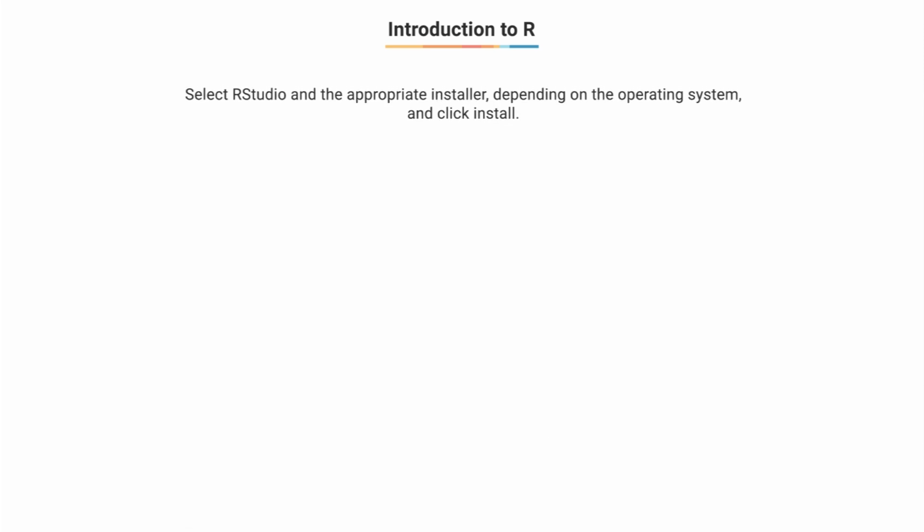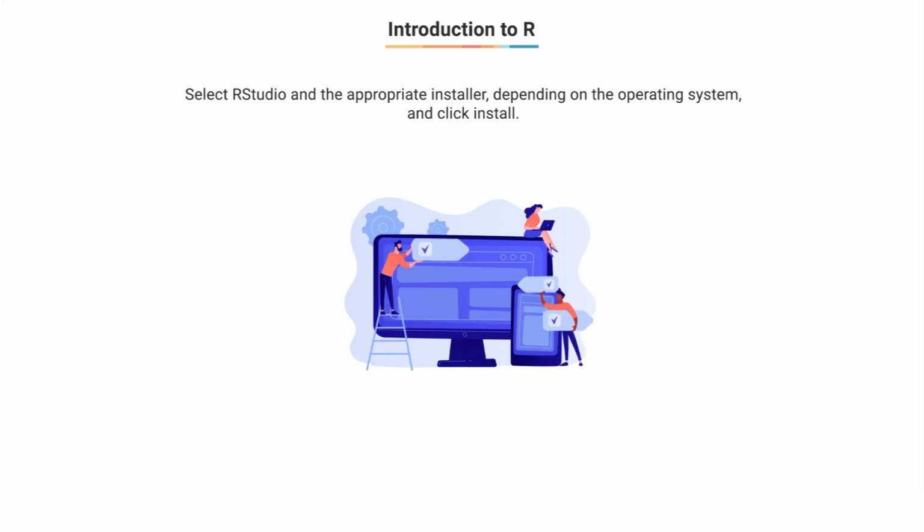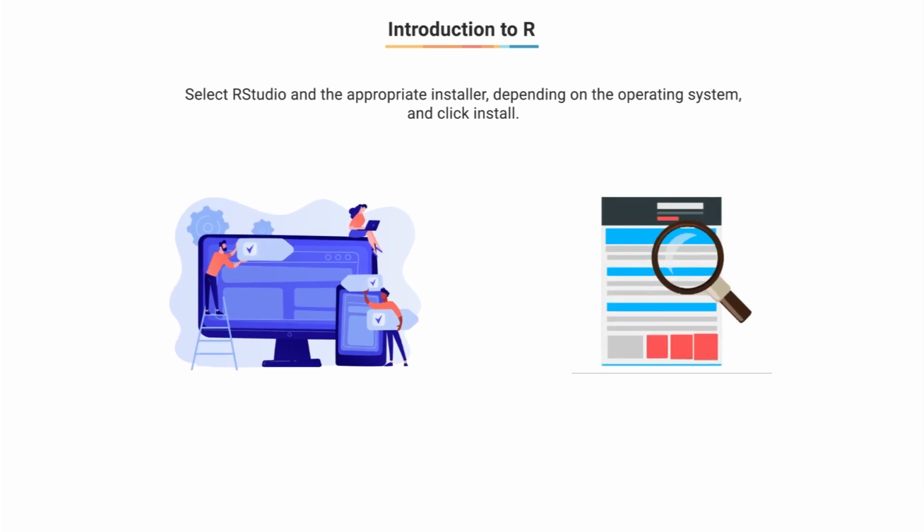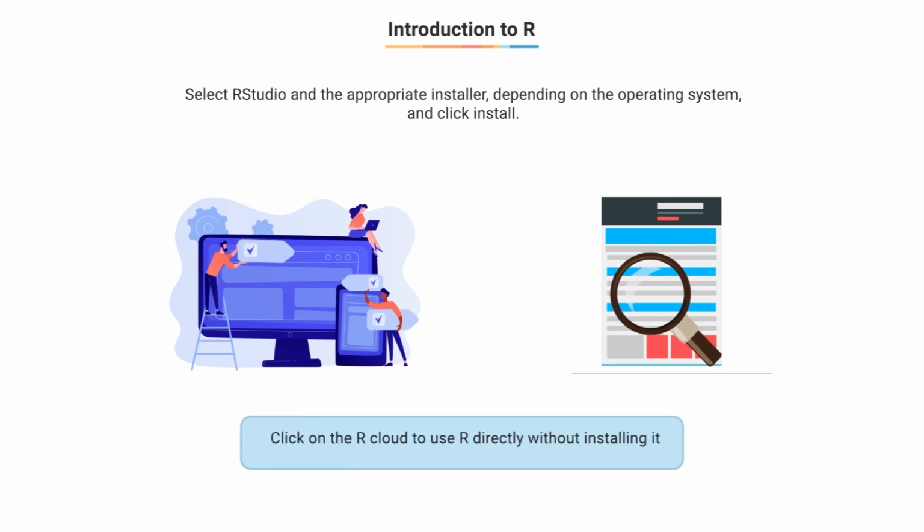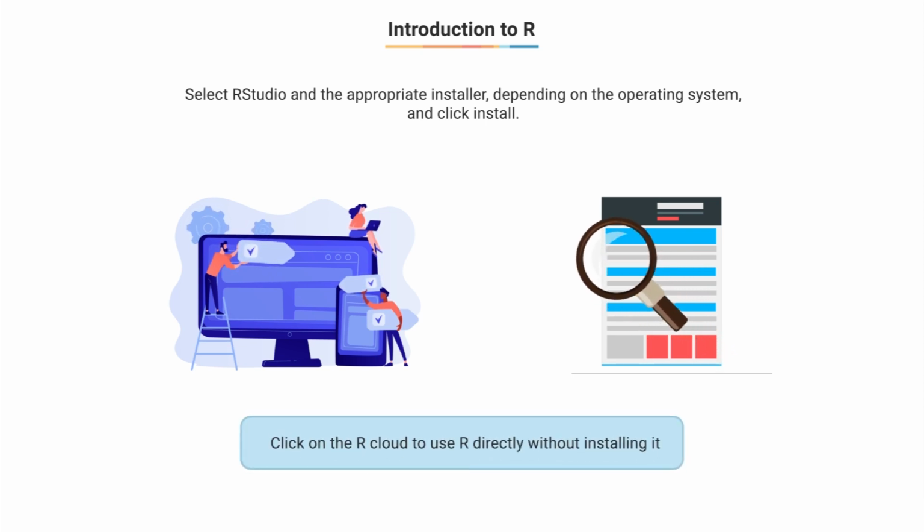We can select RStudio and select the appropriate installer for our operating system, and we can then start working with R. Let us have a look at these sources where we can download RStudio, and also there is a facility to directly work on R without installing it by clicking on R Cloud.